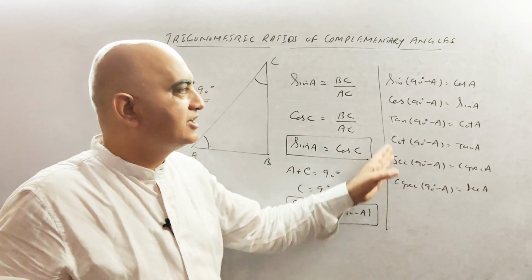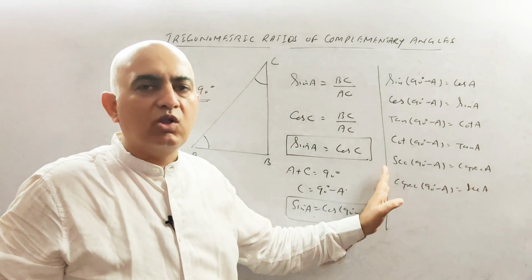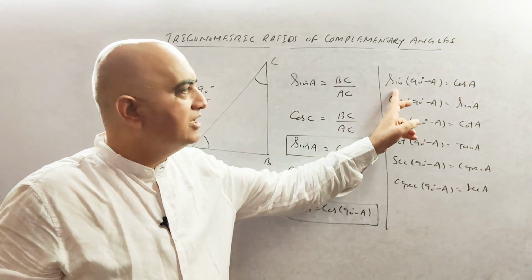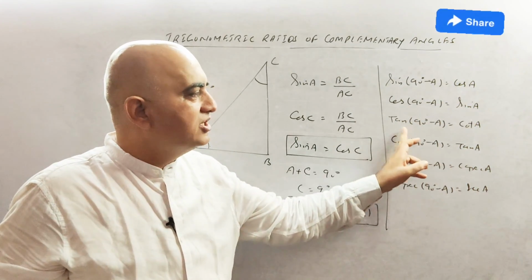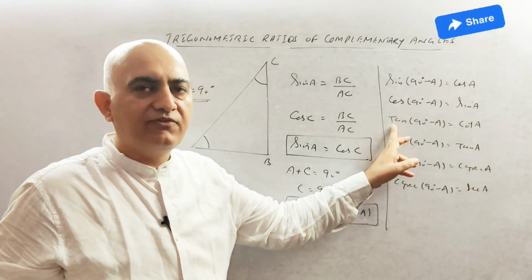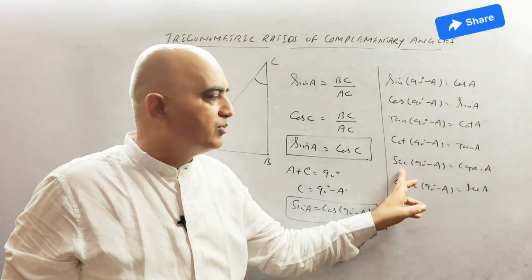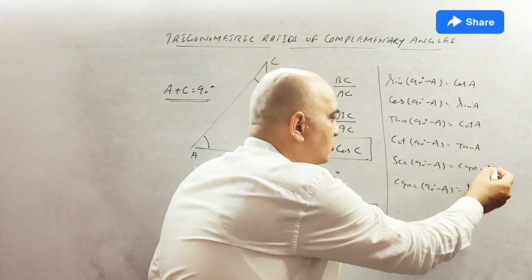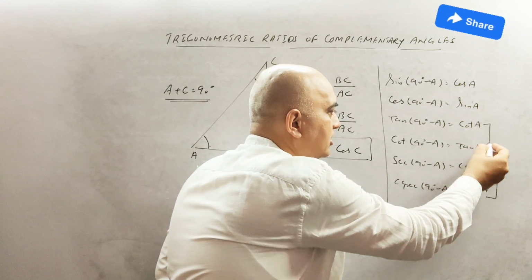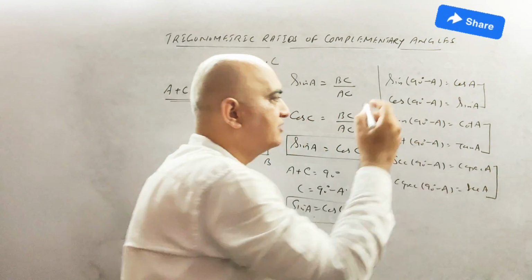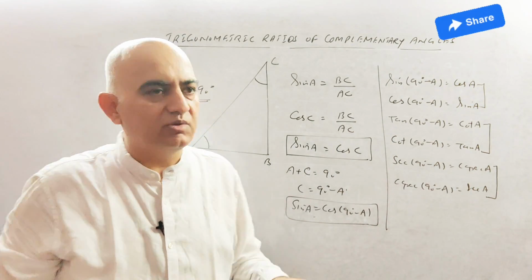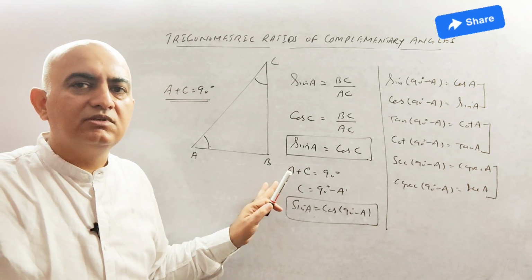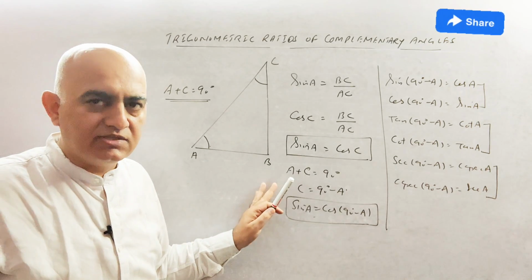And these are the 6 trigonometric ratios which are complements of each other, like sine is complement of cos, or cos is complement of sine. Tangent is complement of cotangent, and cosecant is complement of secant. So these two formulas are associated with each other, these two formulas are associated with each other, and the last one is sine and cos are also associated with each other by using the complementary angle formulas, right?